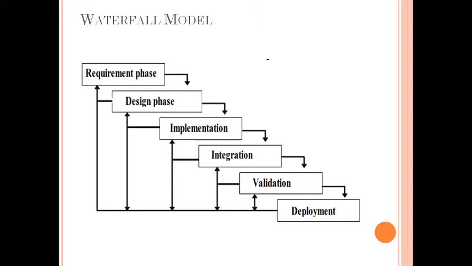Once you finish a phase, if you want to shift to the second phase, you have to finish the phase completely. You can't get back. After finishing one stage, you can shift to the next stage. So this is the waterfall model.